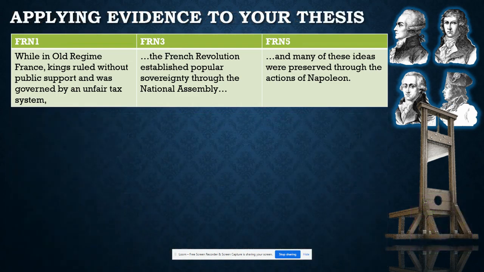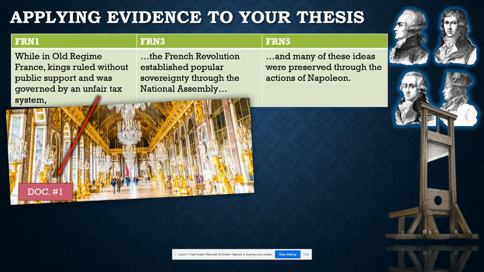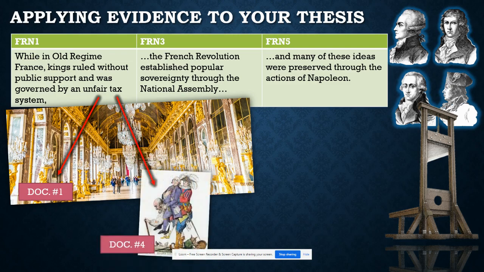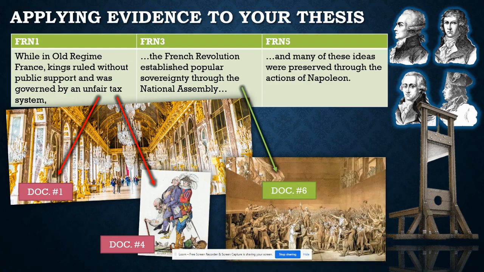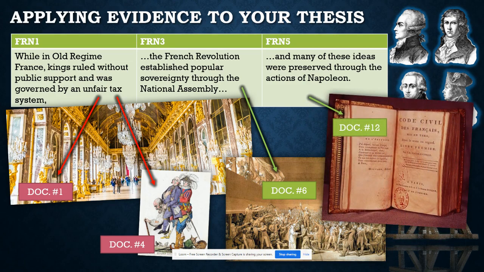And now from there, you're able to apply the evidence back to your thesis statement. So if you take a look at, for example, the first argument regarding the old regime, you can associate document 1 on the Palace of Versailles and document number 4 in regards to the unfair tax system. And so these documents will support that portion of your thesis statement. Then moving on to the successes of the revolution and examining the Declaration of the Rights of Man. And then finally, many of these ideas being preserved through the Napoleonic Code in document number 12. And all in all, you should have 7 documents that will support the thesis statement at hand.